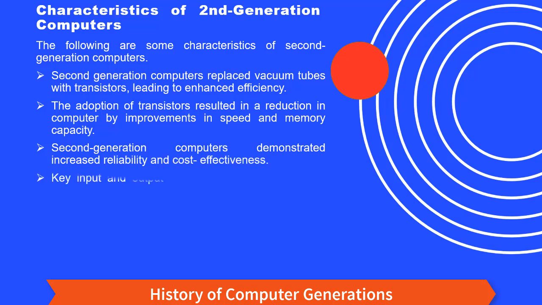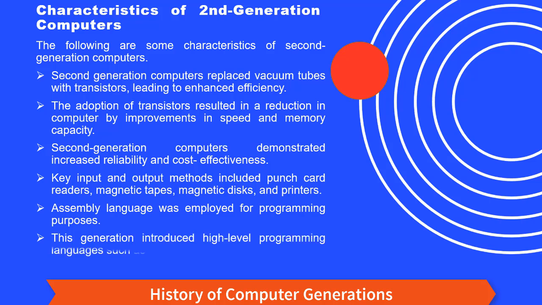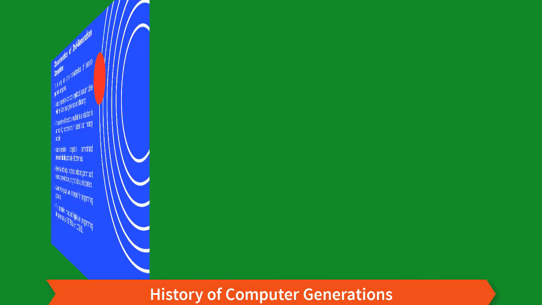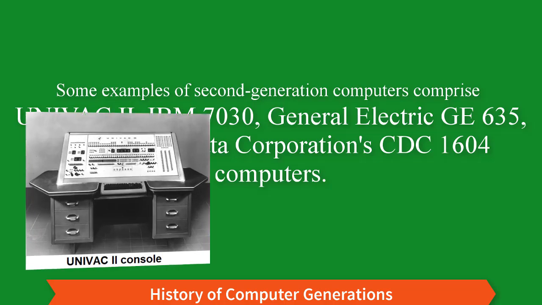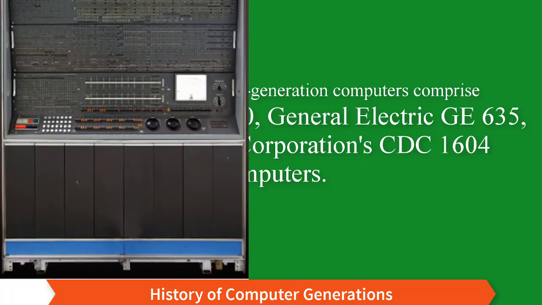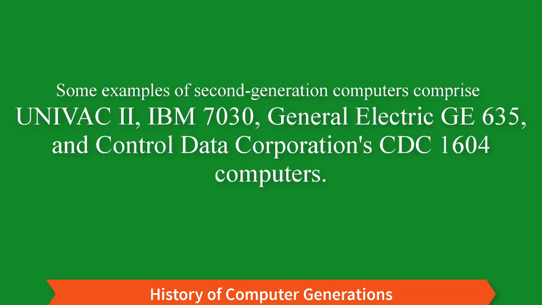Key input and output methods included punch card readers, magnetic tapes, magnetic disks, and printers. Assembly language was employed for programming purposes. This generation introduced high-level programming languages such as Fortran and COBOL. Some examples of second-generation computers comprise UNIVAC I, IBM 7030, General Electric GE 635, and Control Data Corporation's CDC 1604 computers.